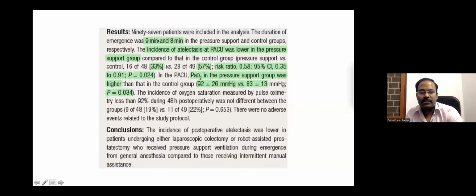the duration was just around 8 to 10 minutes only, the time required from the end of surgery till extubation. But even this short time of pressure support ventilation guided extubation significantly reduced the incidence of lung atelectasis. The atelectasis was measured based on the lung ultrasound scoring method, and the incidence of atelectasis was 33% in the PSV guided extubation group versus 57% in the manual assisted extubation group. And also the PaO2 was higher in the PSV guided extubation group, and these two were statistically significant.